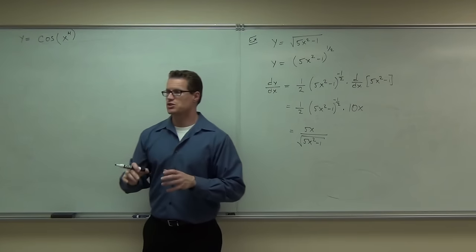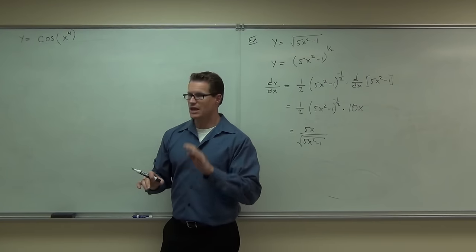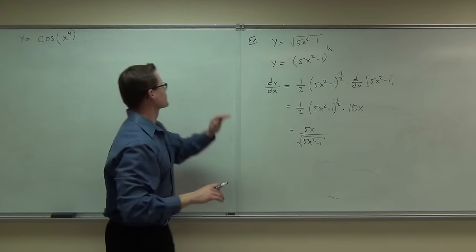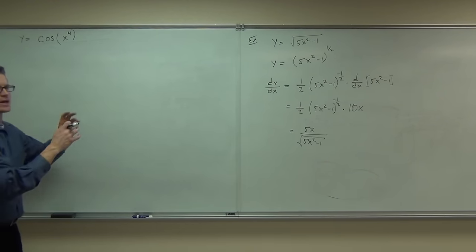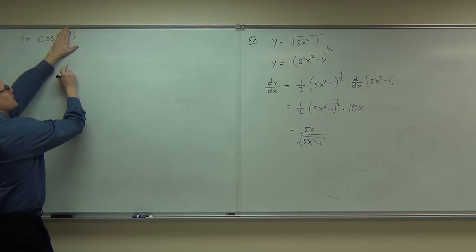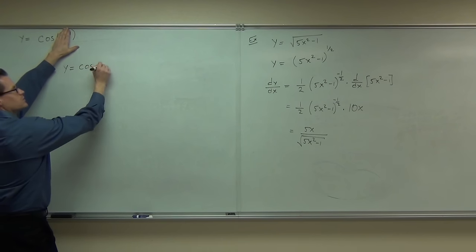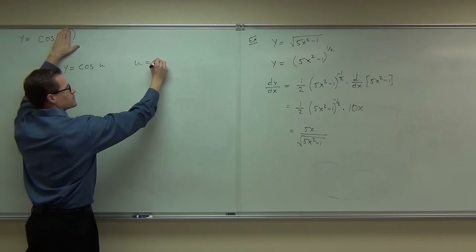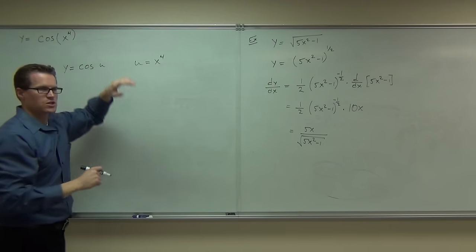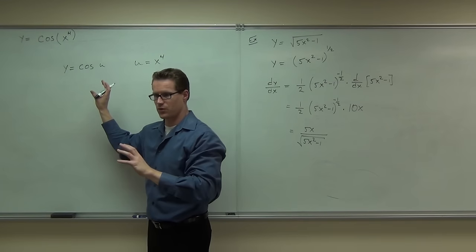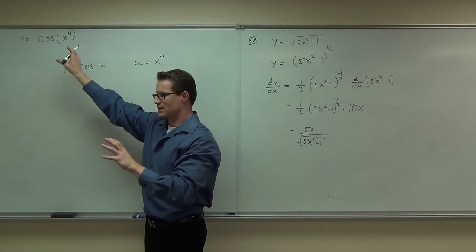Do you have a composition going on in this? Which means, can you cover up a piece of it and get some other function? If I cover up the inside, we're always talking about covering up the inside, and say let y equal cosine of u, and u equals whatever's in my hand, would that be an appropriate composition? Because if I let x to the fourth go in for u, then I get that back again, right?